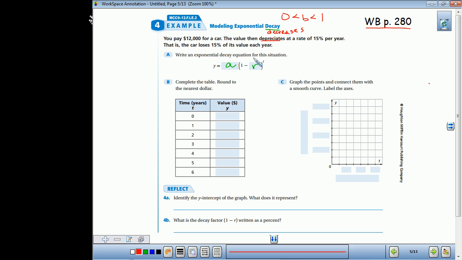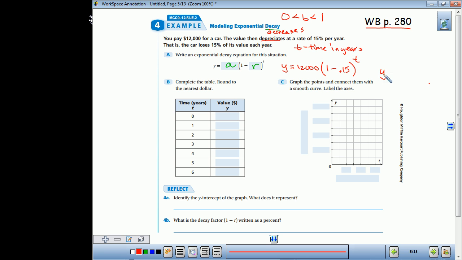So if we went back to the standard form for this equation, what is the initial value of the card? 12,000. And it is decreasing, so it's 1 minus your rate, written as a decimal, 0.15, to the t. In this case, t represents time in years. What did it represent last time? Time in years also.